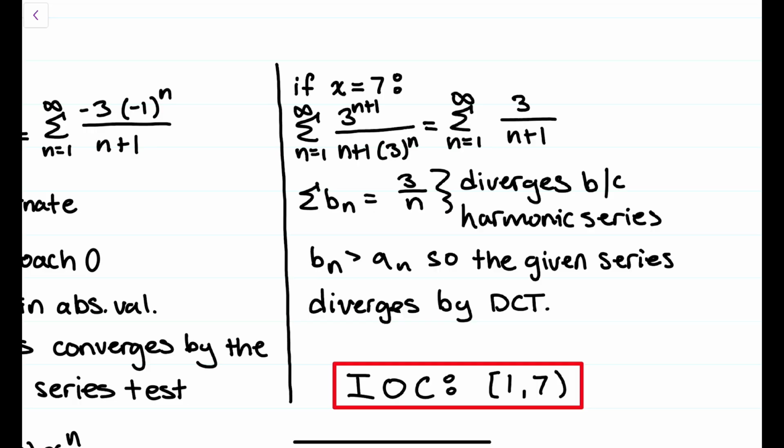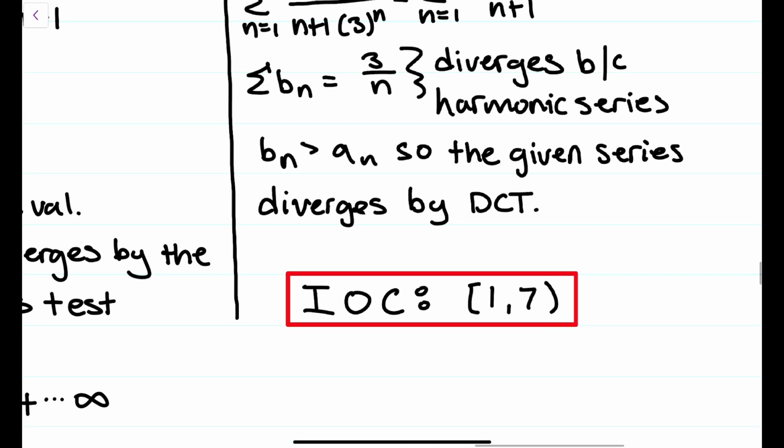For this, I used the direct comparison test, but you could have also used the limit comparison test. So our simple series, 3 over n, diverges because it's a harmonic series. And even though b of n is greater than a of n, it diverges by DCT. So 7 is not included in our interval of convergence. So there is our interval of convergence.